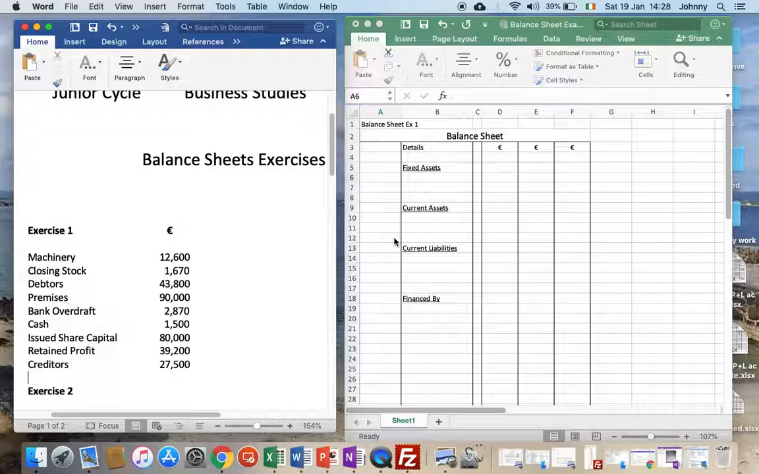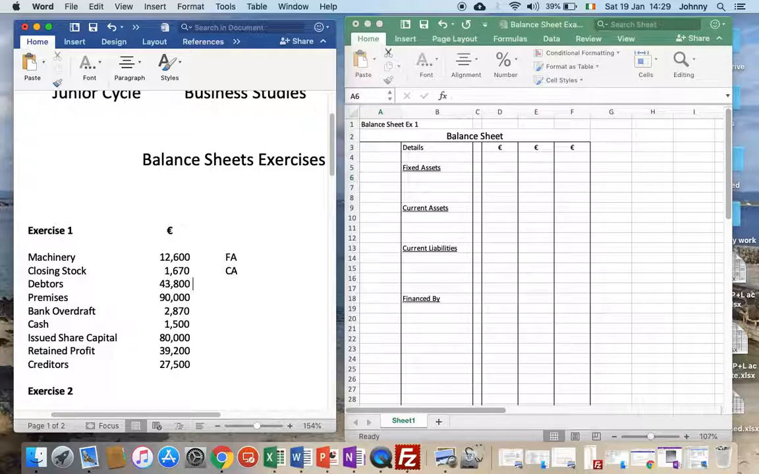So we start, like with the other questions, by laying out the blank document that we'll put all the information in. And then we go to the question, we decide where all these things should go. So machinery, well, machinery is something I have at the moment. It's going to last a long time. So that's something that we have. So that's a fixed asset. Closing stock. So this is something we have at the moment that we're going to use up fairly soon. So that's a current asset.